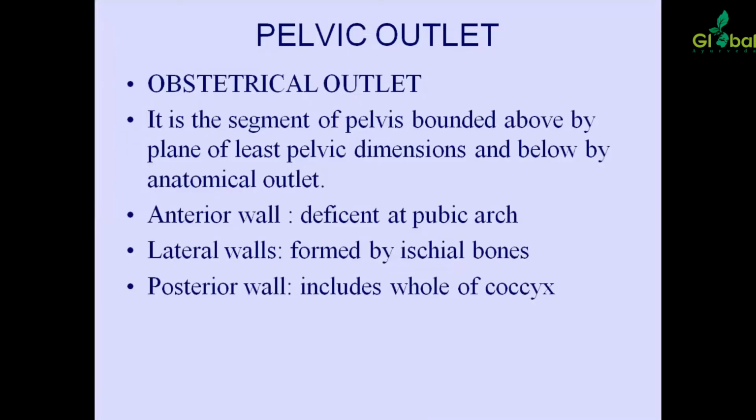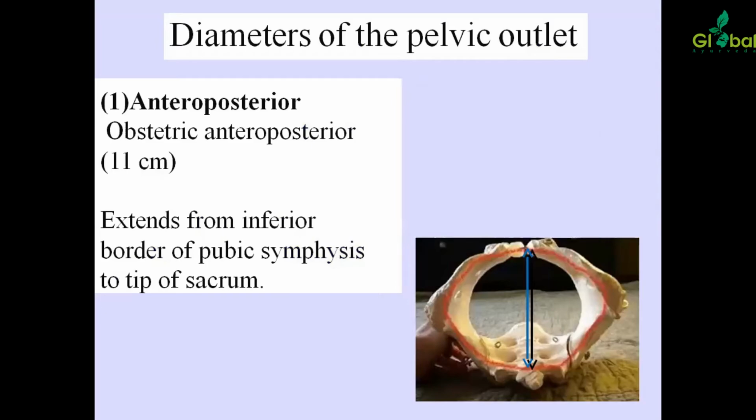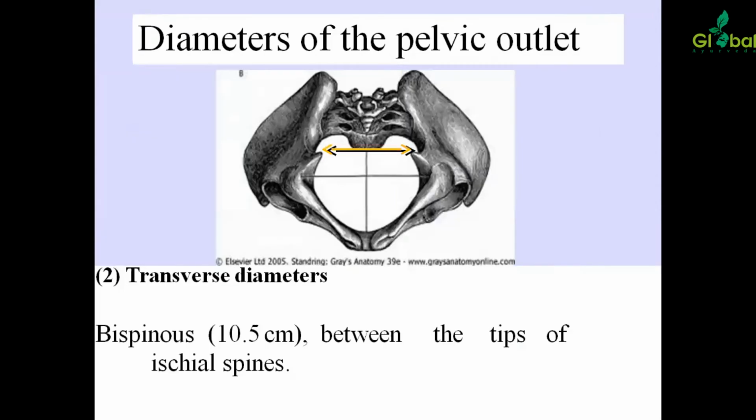Pelvic outlet. The pelvic outlet also consists of two parts, the obstetric outlet and the anatomical outlet. First, the obstetric outlet is the segment of the pelvis bounded above by the plane of least pelvic dimension and below by the anatomical outlet. The anterior wall is formed by the pubic arch, the lateral wall is formed by the ischial bones, and the posterior wall includes the coccyx. The diameters consist of the anteroposterior diameter, which extends from the inferior border of the symphysis pubis to the tip of the sacrum. This measures about 11 centimeter.